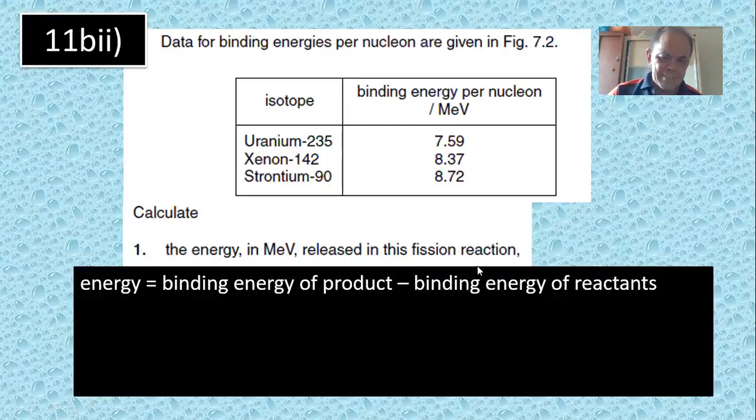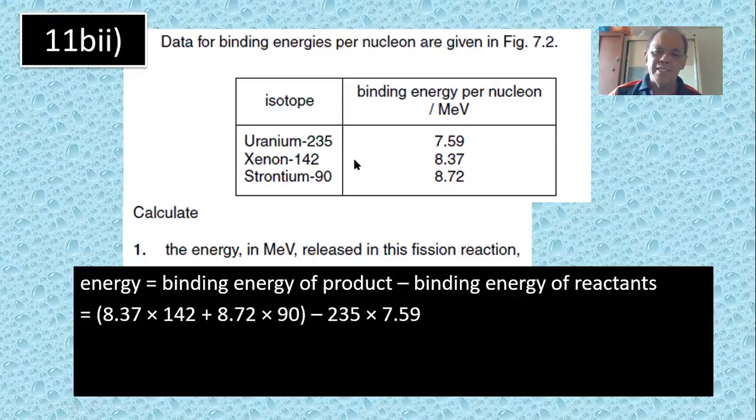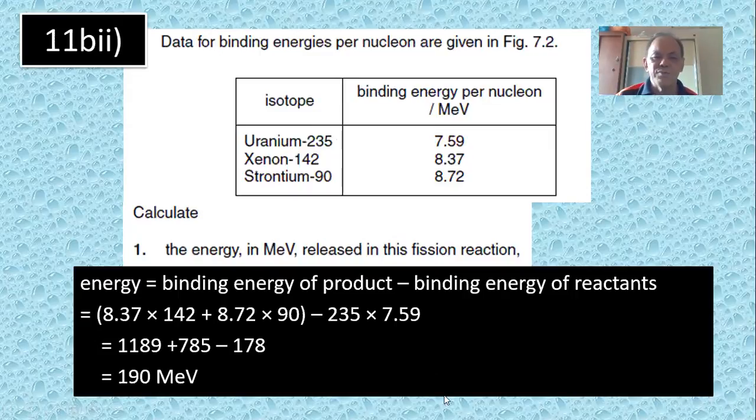So we remember when we work with energy, we work with the product first. Binding energy of product minus binding energy of reactant. For the product, remember this is per nucleon, and there are 142 nucleons, so 142 times 8.37, and 90 times 8.72. The reactant is your uranium-235, that's the number of nucleons times the energy per nucleon. Use your calculator, subtract it out, and calculate out 190 mega electron volts.